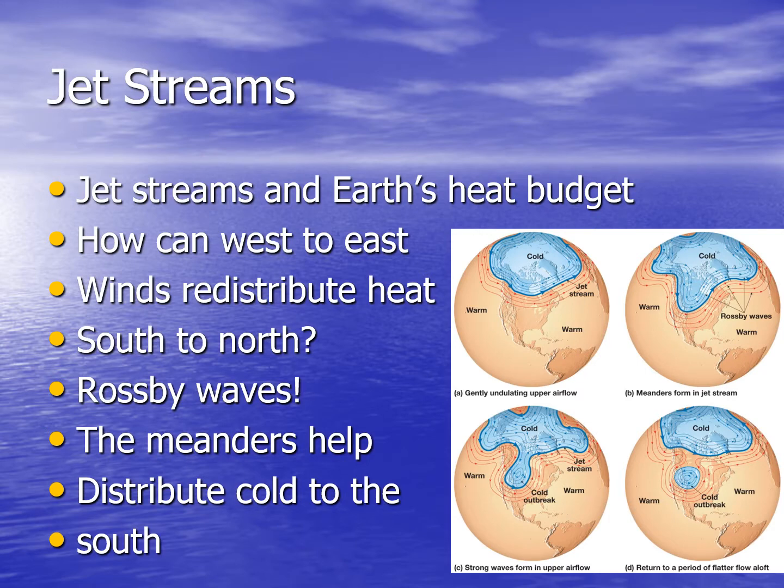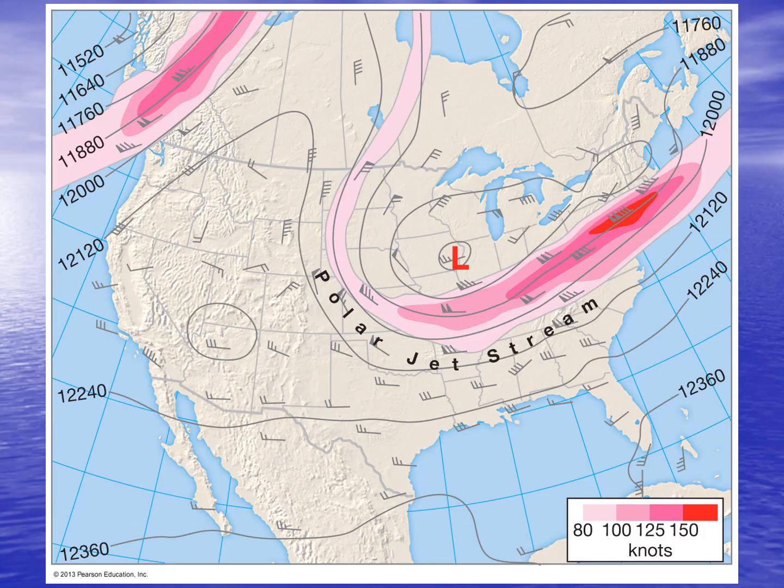All right, so basically what do these jet streams do? Well, they tend to try to help correct for the heat imbalance that we have on this planet. Okay, so as we get these big undulating waves, also referred to as Rossby waves, these meanders help to distribute cold air from the north to the south. This is just a drawing of the polar jet stream.